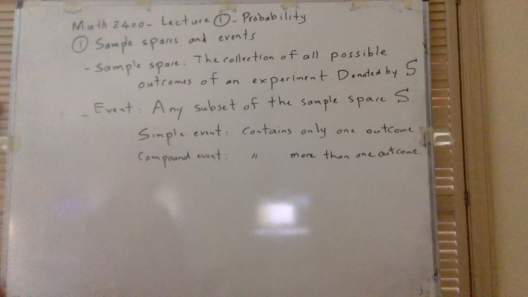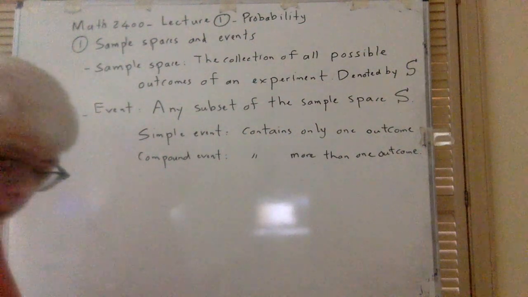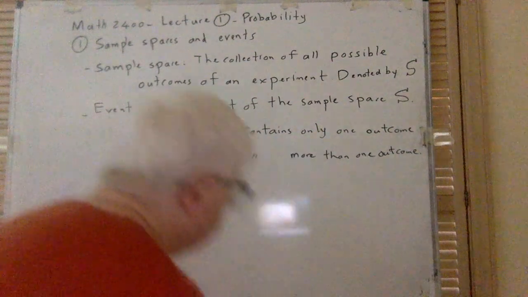A sample space is a collection of all possible outcomes of an experiment. We denote it by S, capital S. An event is any subset of the sample space S. Well, we can call an event which has only one outcome a simple event, and one with more than one outcome a compound event. So let me give you examples here of events and sample spaces.